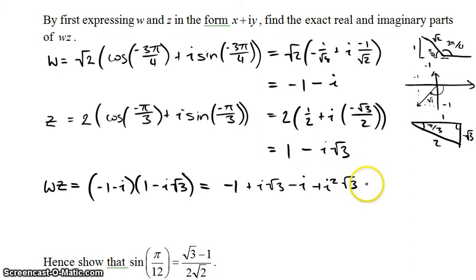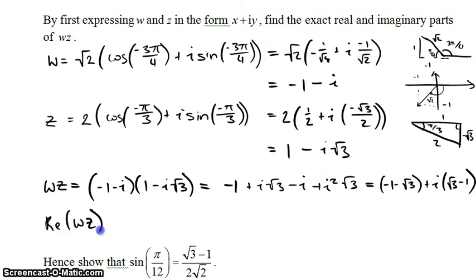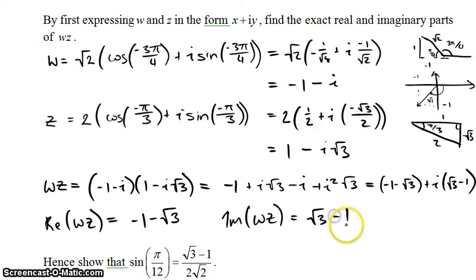And you can see that this is just going to be minus 1, so this will be minus 1 minus root 3 plus i, and then if we factor out the i, we would get root 3 minus 1. So to find the real and imaginary parts of WZ, the real part of WZ is equal to minus 1 minus root 3, and the imaginary part of WZ is equal to root 3 minus 1.